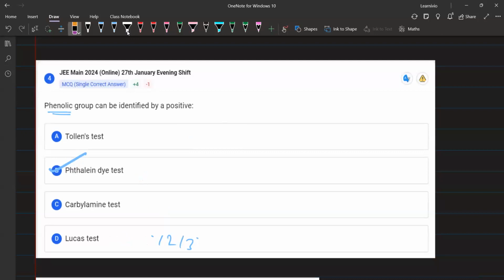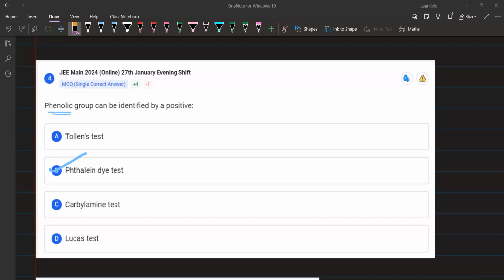In the phthalein dye test, you will have a phthalein dye, which is formed with phenolphthalein. Phenolphthalein is synthesized using phenol and phthalic anhydride. If you react phenol and phthalic anhydride, you will get phenolphthalein, and that phenolphthalein is going to exhibit a color change in different pH environments, right?